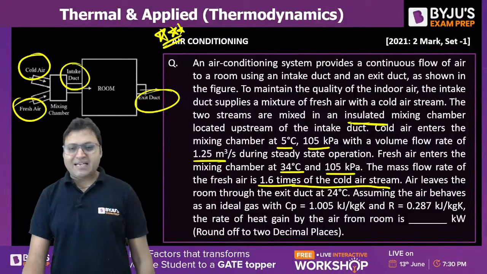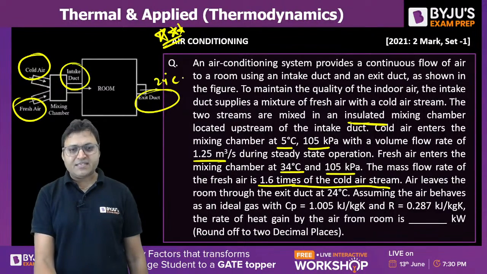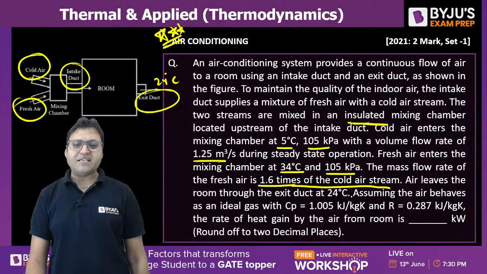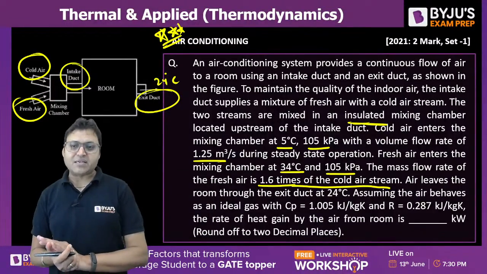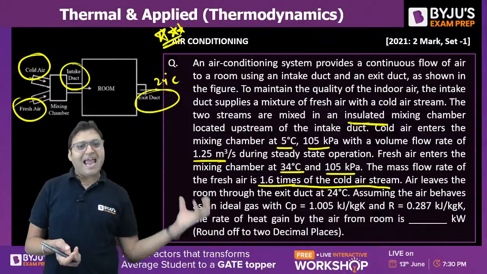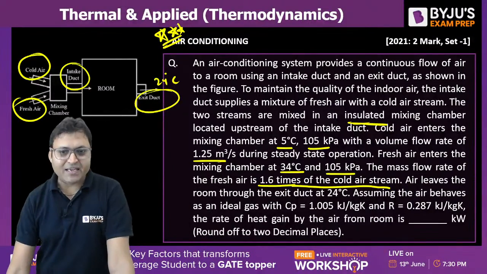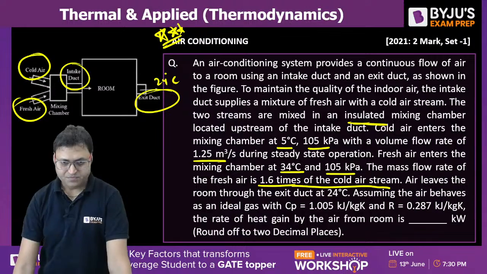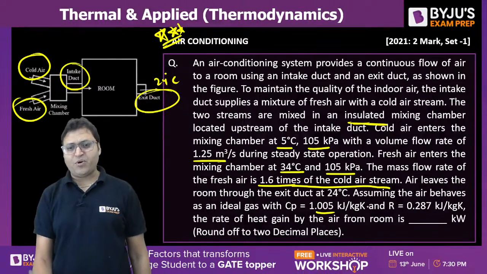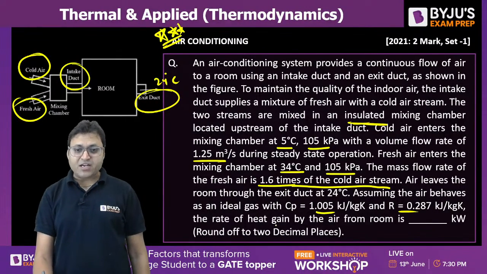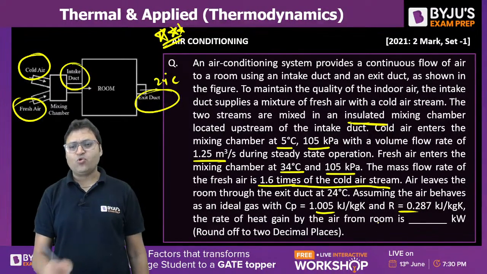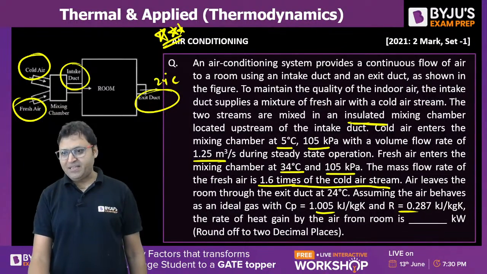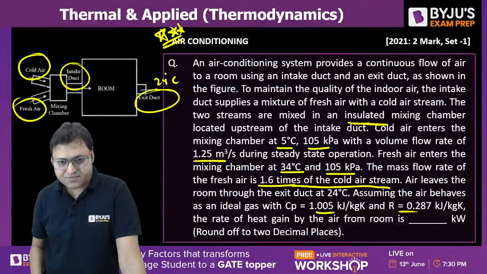Air leaves the room through the exit duct at 24 degrees Celsius. Assuming the air behaves as an ideal gas, there is no heat transfer outside the system because the system is insulated, so whatever heat enters the room will raise the temperature of the room. Cp of the air is 1.005, and R is given. The rate of heat gain by the air from the room is Q equal to m Cp delta T, which will give you the answer.